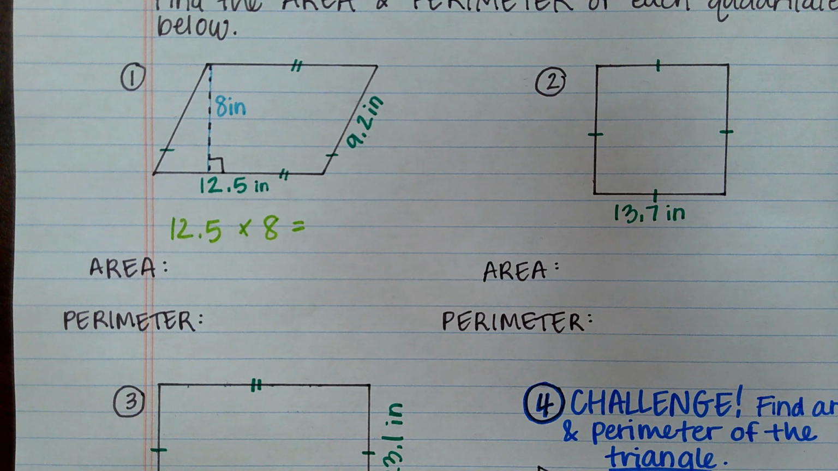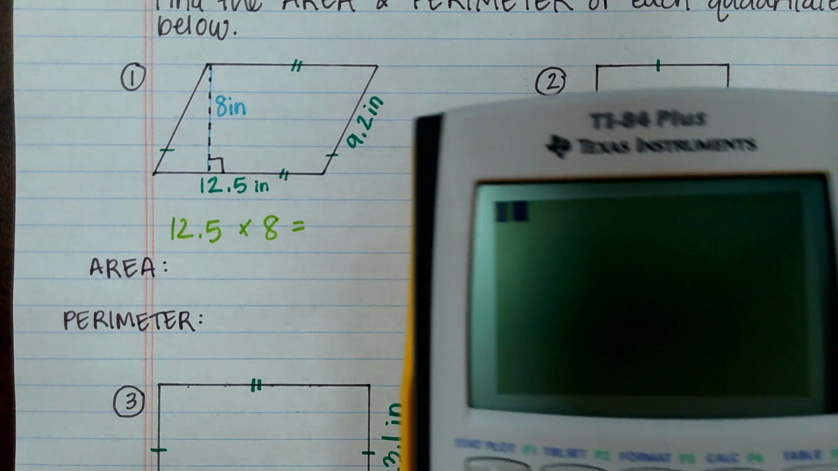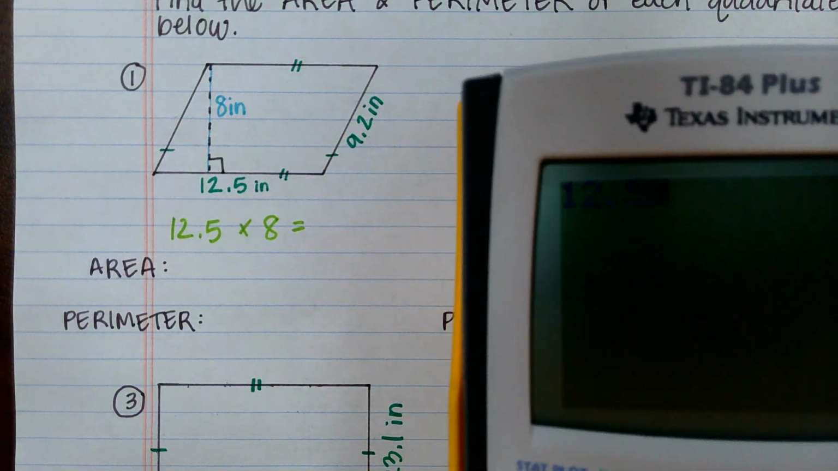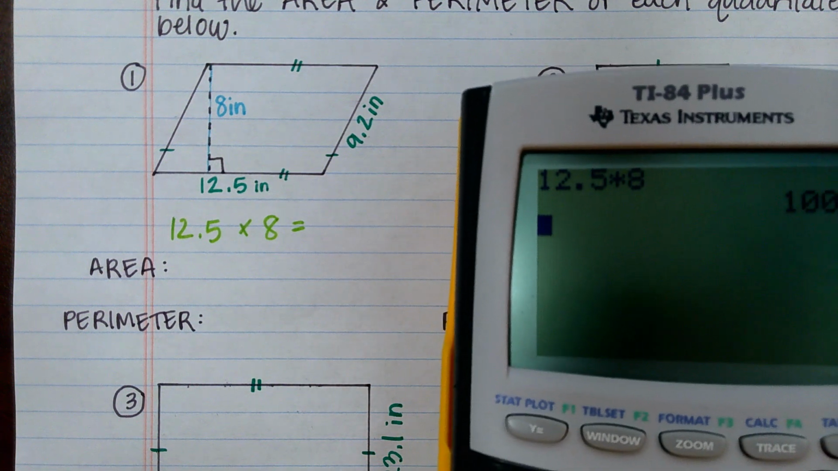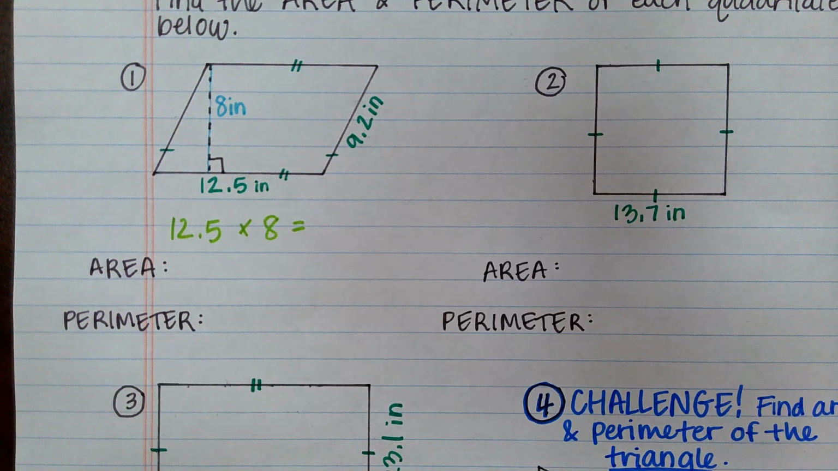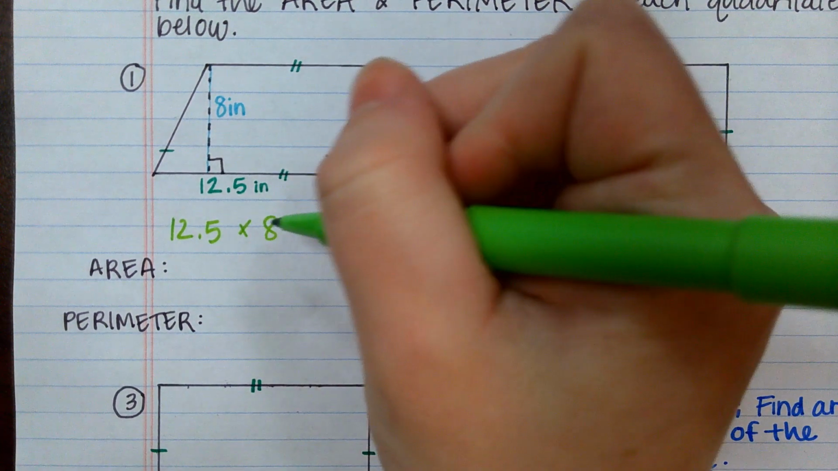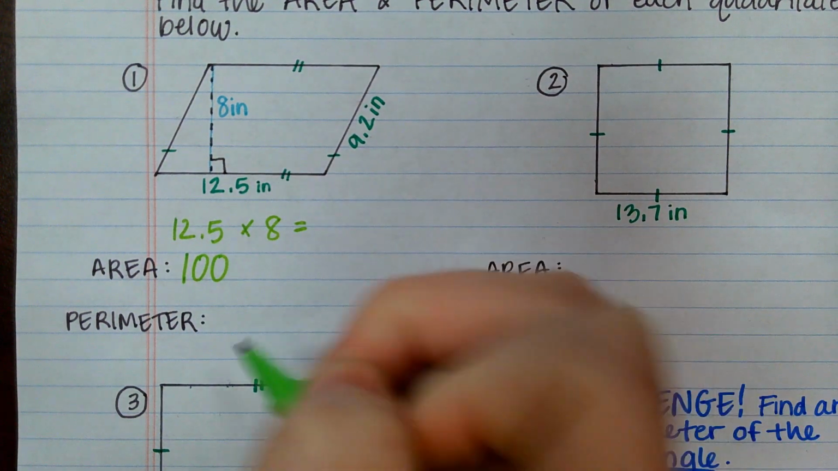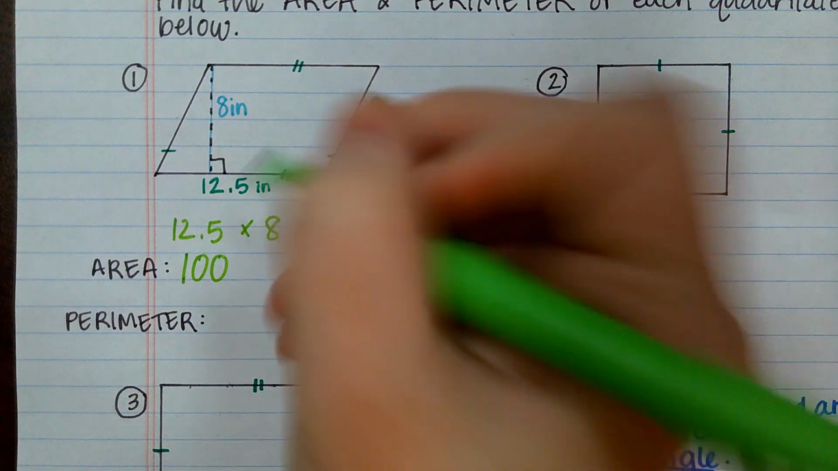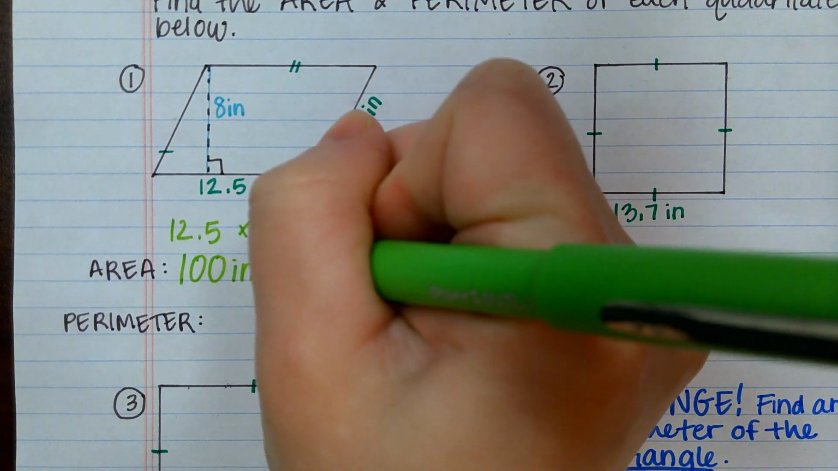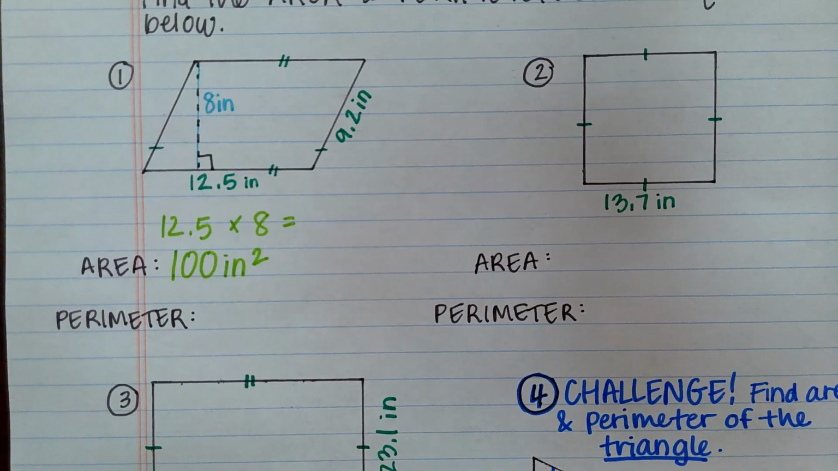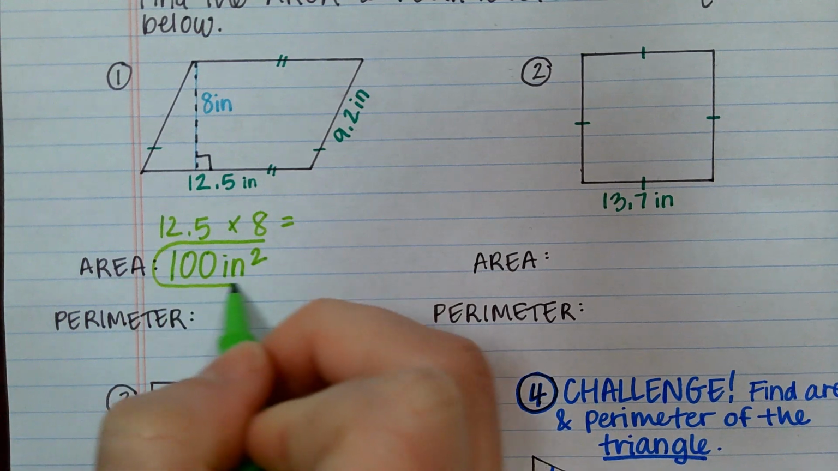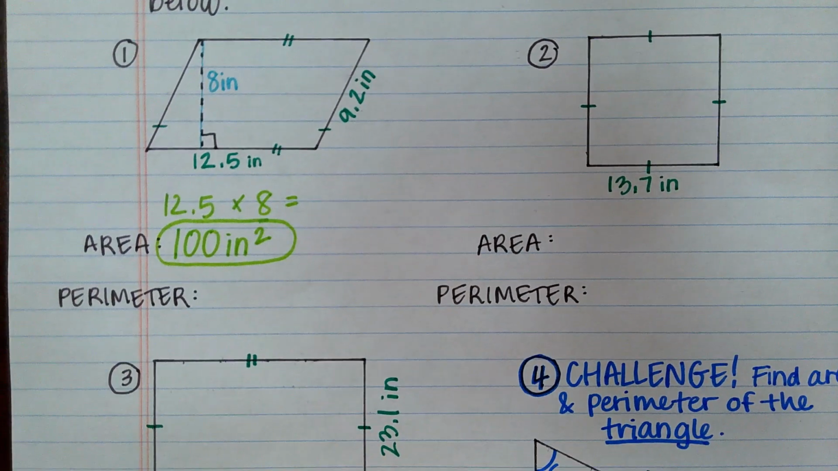You tell me if you got the same answer as me. 12.5 times 8. 100. Oh man, I accidentally gave you a nice pretty one. Okay, 100. And what would our units be? Inches squared. Yes, inches squared. Beautiful. I'll circle that. Perfect.